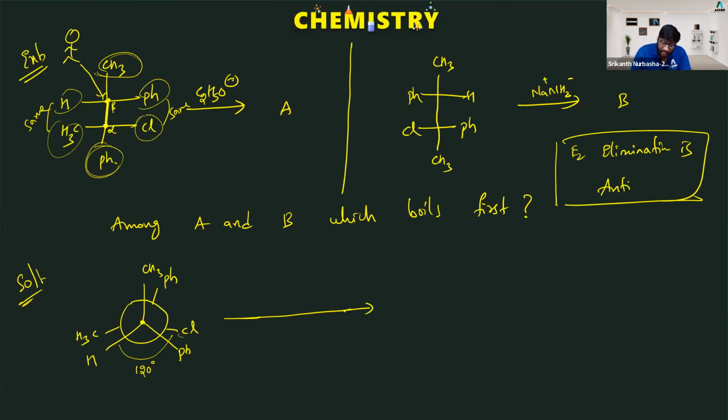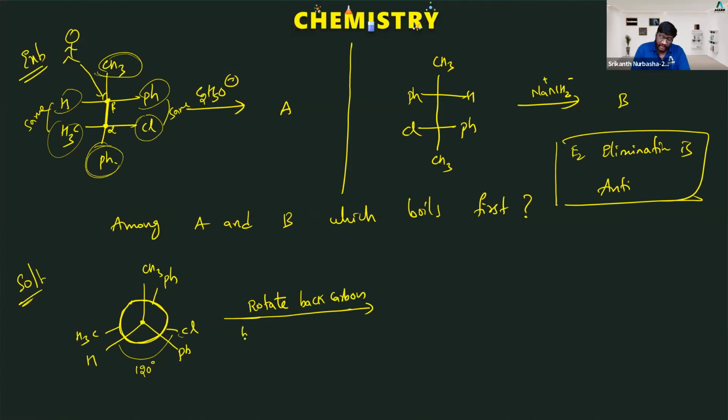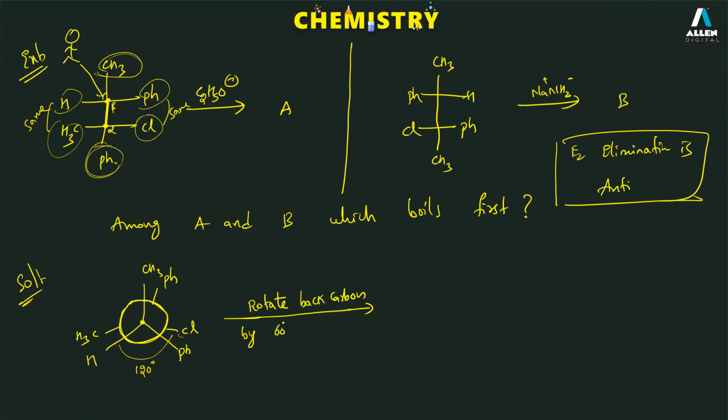So I have to rotate. I am rotating the back carbon. In which direction and by which degree? This is the back carbon, the back carbon I am rotating. I have to rotate in the clockwise direction or anti-clockwise direction. Anti-clockwise direction. Rotate the back carbon by how many degrees? By 60 degrees in the anti-clockwise direction.